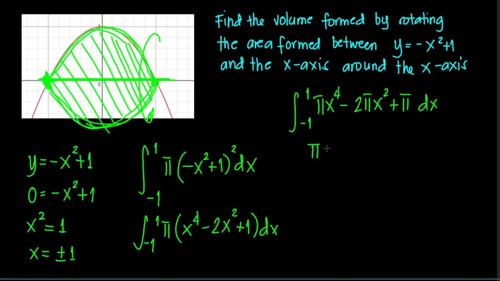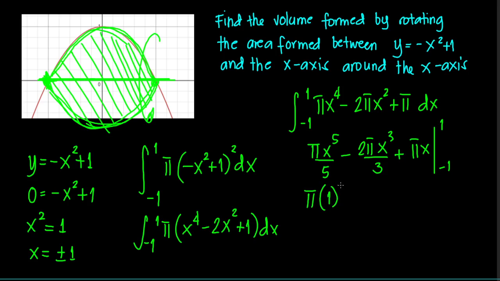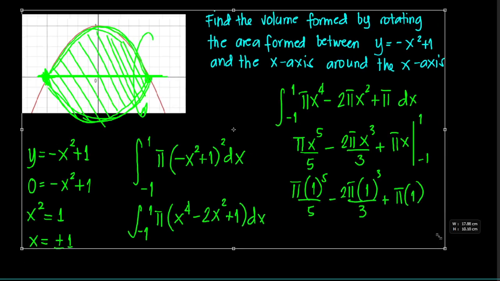And then, this becomes pi x to the 5th over 5 minus 2 pi x cubed over 3 plus pi x from negative 1 to 1. And you know what to do. Upper minus lower. So, just substitute. That's pi times 1 to the 5 over 5 minus 2 pi times 1 cubed over 3 plus pi times 1.